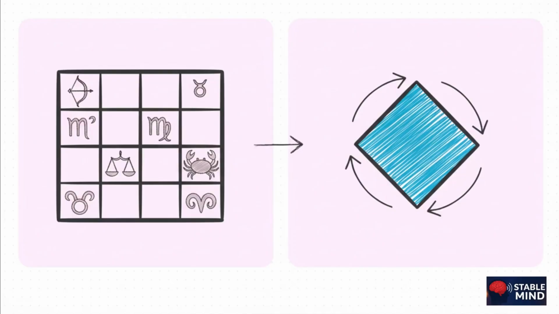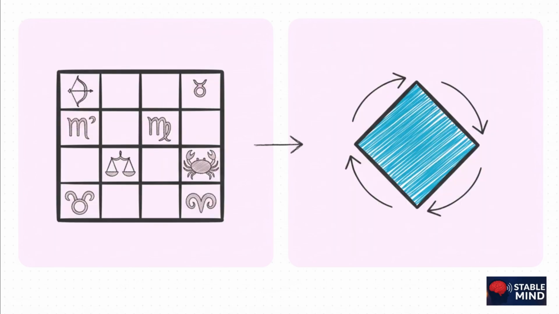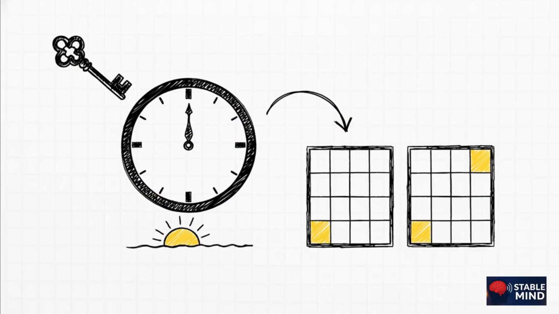Okay, so right off the bat, you might see two different looking charts. There's the diamond-shaped one from North India and the square one from South India. Now, they both use the exact same information, but we're going to stick with the South Indian style today. Why? Honestly, it's just a bit easier to get the hang of because the zodiac signs are always in the same fixed boxes.